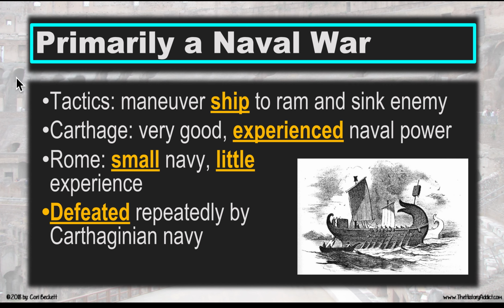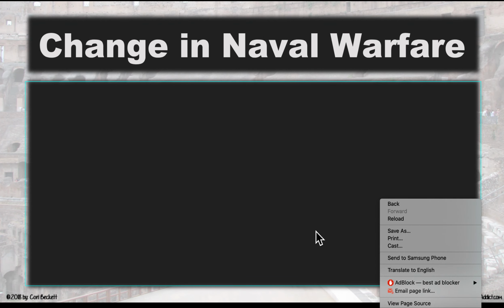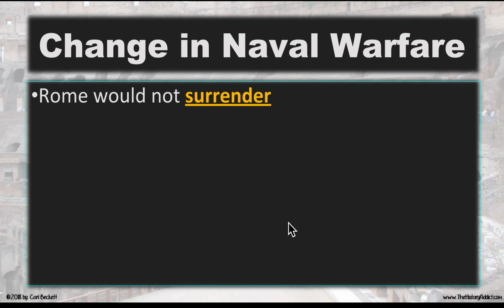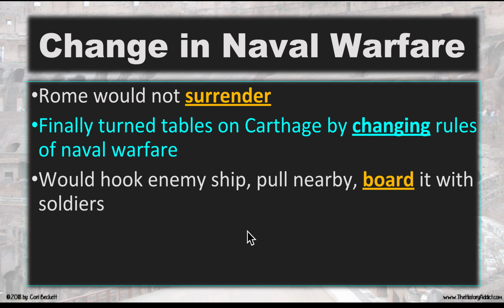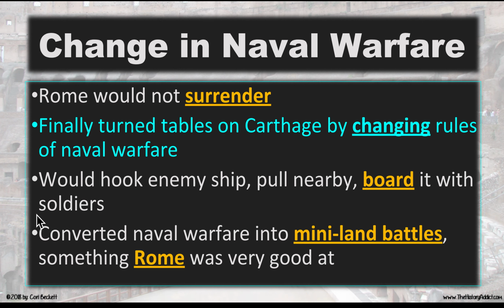And this is an image of one of the ships. You can see here on this image, they've got this really long bow on both sides, and that was again because they would just ram into other ships. So what Rome did was Rome decided to change the game. They wouldn't surrender, so they turned the tables on Carthage by changing the rules. And what they did was they took these hooks and they pulled the Carthaginian ships close enough to where they could be boarded with soldiers, like you see in Pirates of the Caribbean, where you would get close enough and the soldiers just kind of jump off onto the other ship. And this made it a mini land battle, and Rome was really, really good at those mini land battles. You can see again images of the Roman ships.